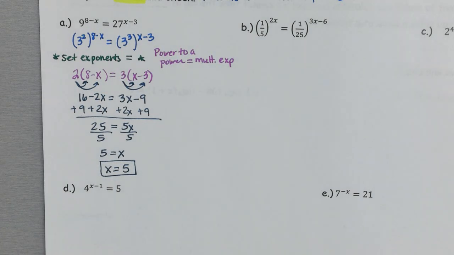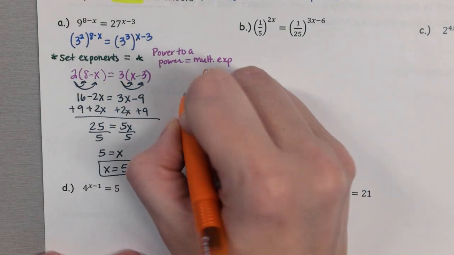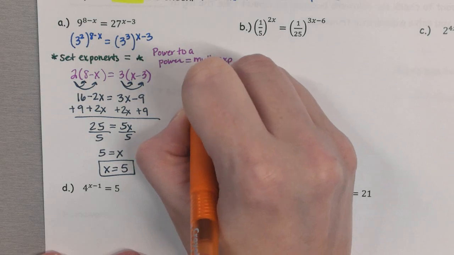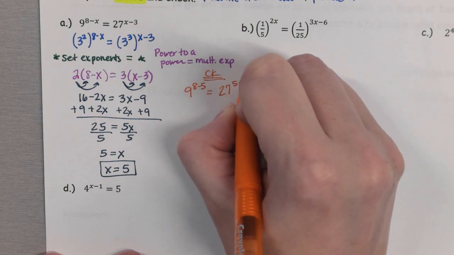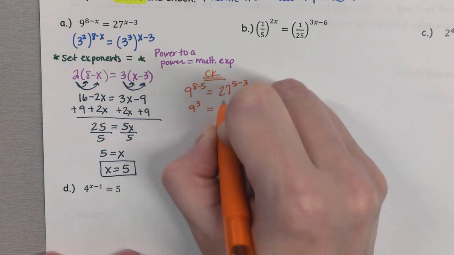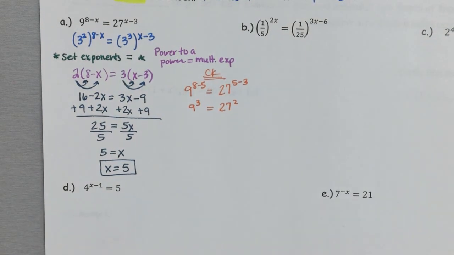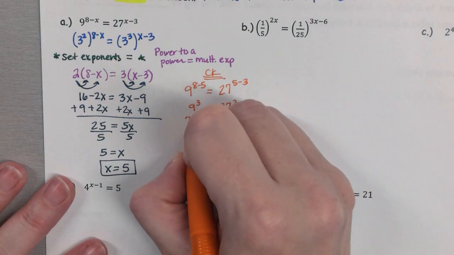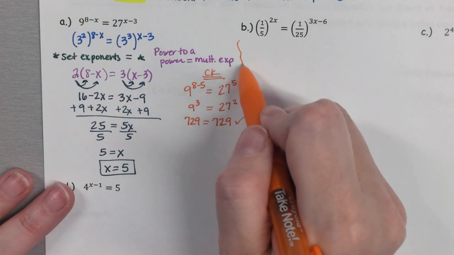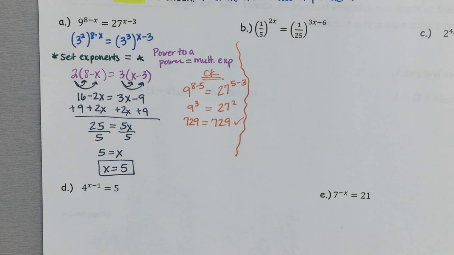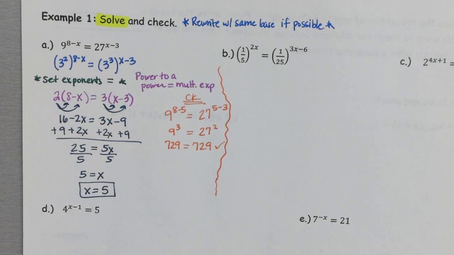Okay, when you are checking these, your check is just going to be you plugging this back in. So this would be 9 to the power of (8 minus 5) equals 27 to the power of (5 minus 3). And something like this, the 9 cubed equals 27 squared. I would let you check that with your calculator. Okay? So 9 cubed would be 729. That would equal 729. If both sides are equal, you did it correctly. Okay? Again, a check is not something mandatory that you have to do for all of these. I just wanted to show you what the setup would be for those.